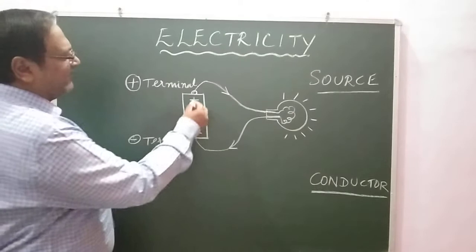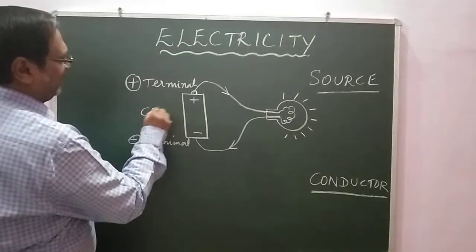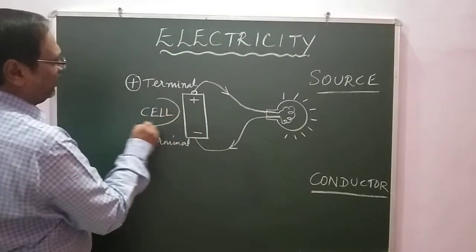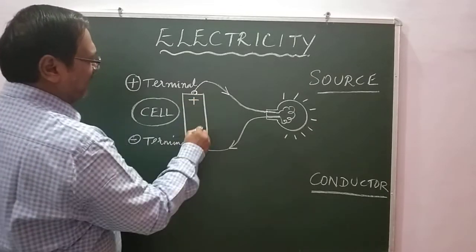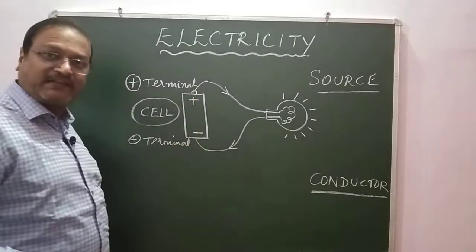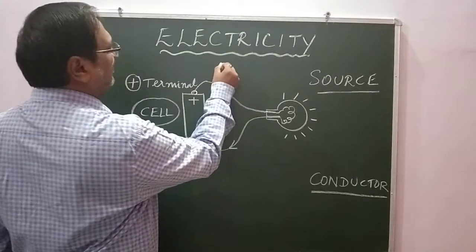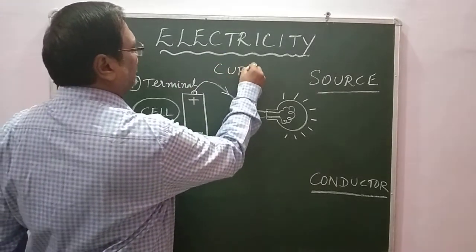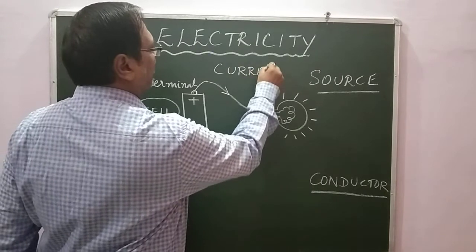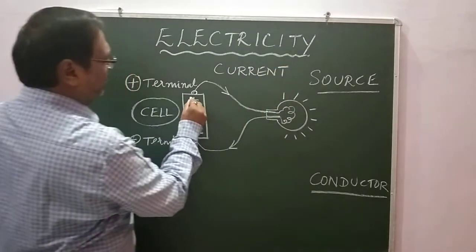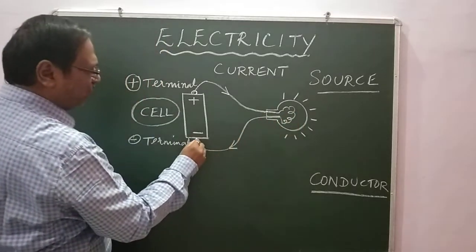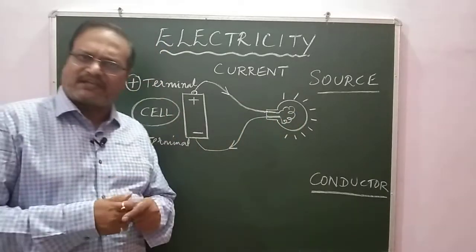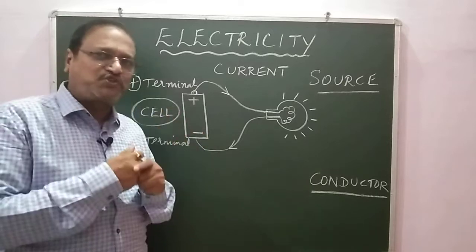Like that, in an electric cell, there are two terminals. One is the positive terminal and another is the negative terminal. And electricity, or more correctly, we can say the current, flows from the positive terminal and it comes back to the negative terminal. Okay. Now where is the switch here?